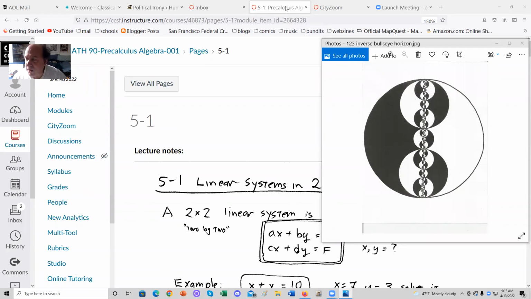All right. The Zoom session is being brought to you by the Fractal Inverse Bullseye Horizon.